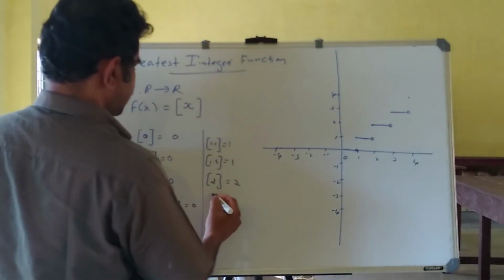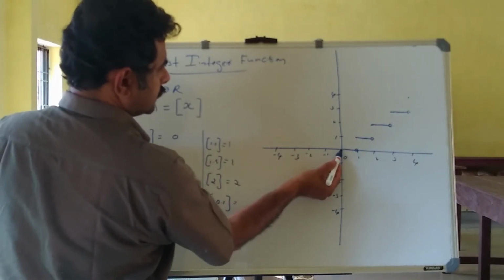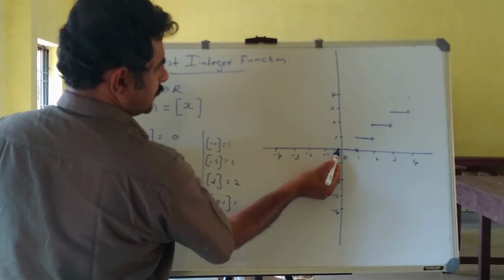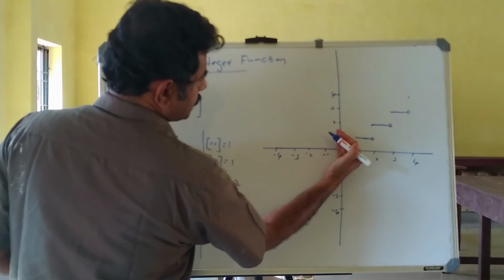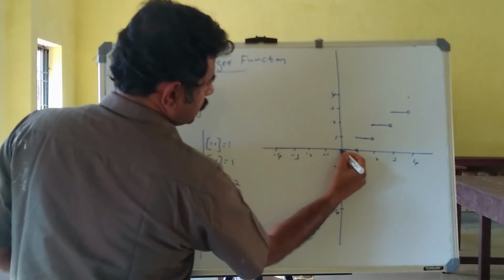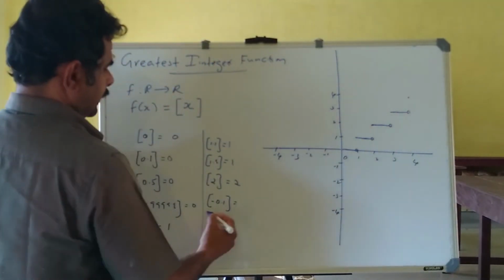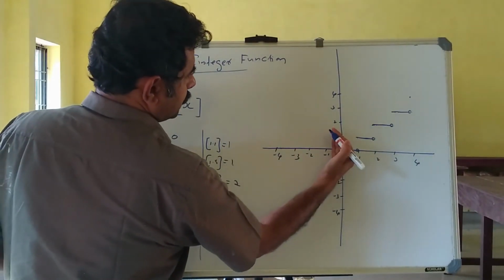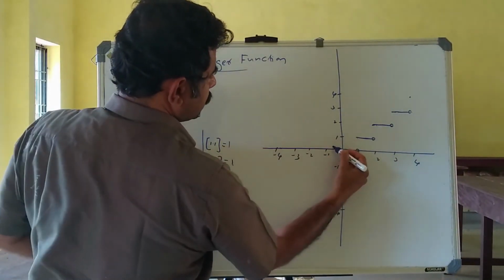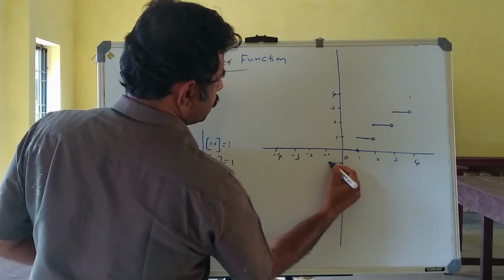Similarly, what about the greatest integer value of minus 0.1? 0 is here, just this point. This is 0 minus 0.1. So the greatest integer value up to minus 0.1 means minus 1. So here minus 1. Greatest integer value of minus 0.5: minus 0.5 is here. Up to this, the greatest integer means minus 1. So we draw here. So this can be continued up to this point, isn't it?